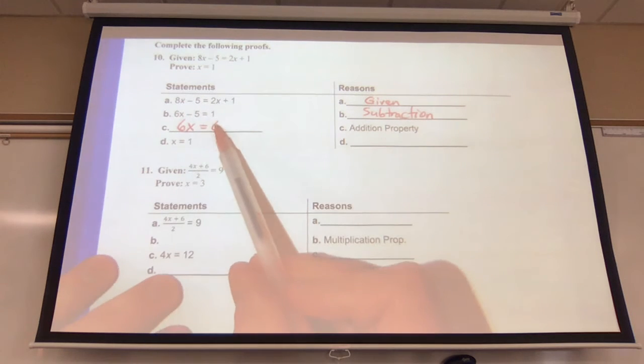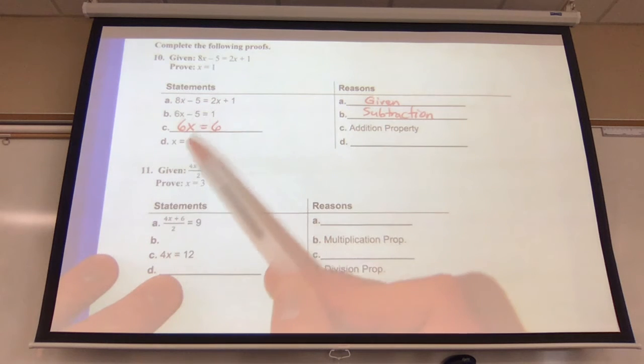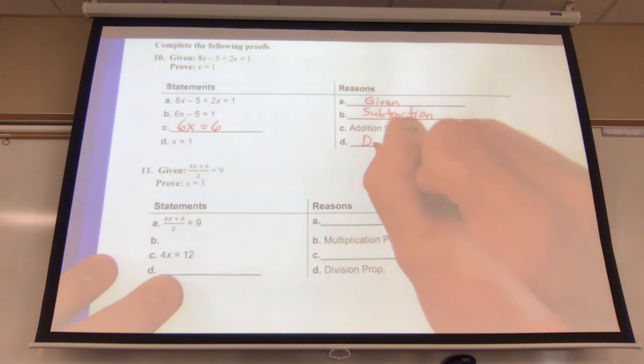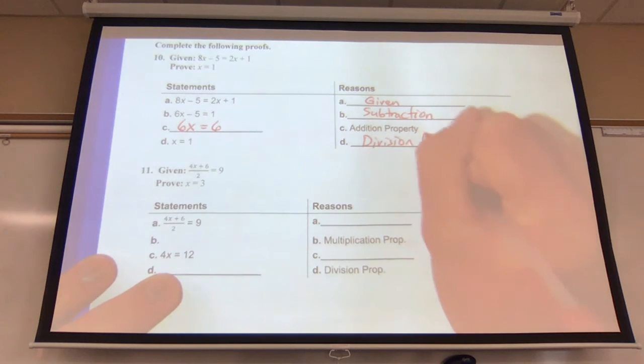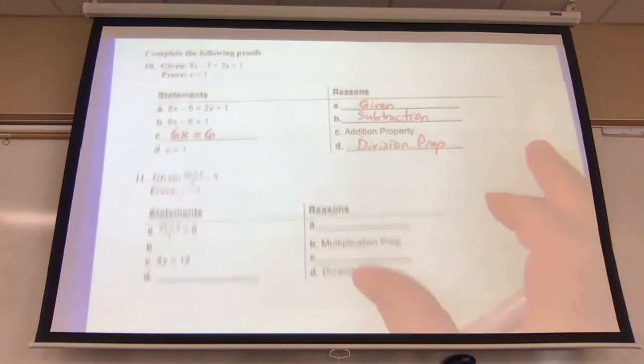And then to get from step C to step D, the 6x became an x, the 6 became a 1. We got there by dividing both sides by 6. Division property allows us to divide both sides by 6. So that's the type you're going to have to be able to do on the test. If you fill in the blank, you're going to fill in the missing parts. Let's try another one of those.